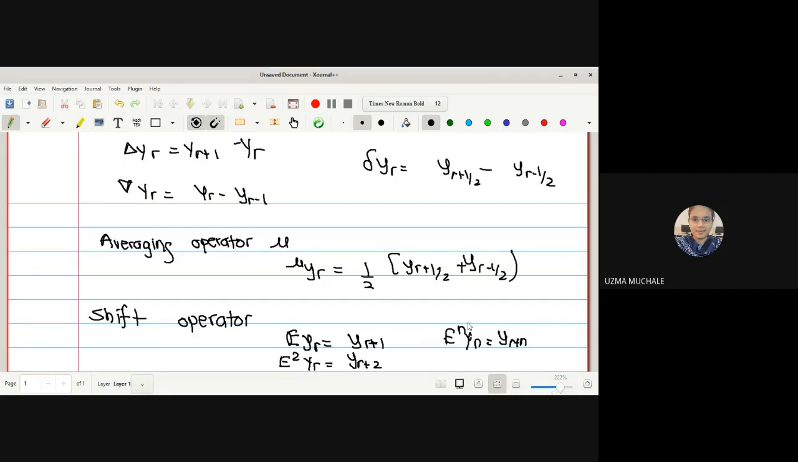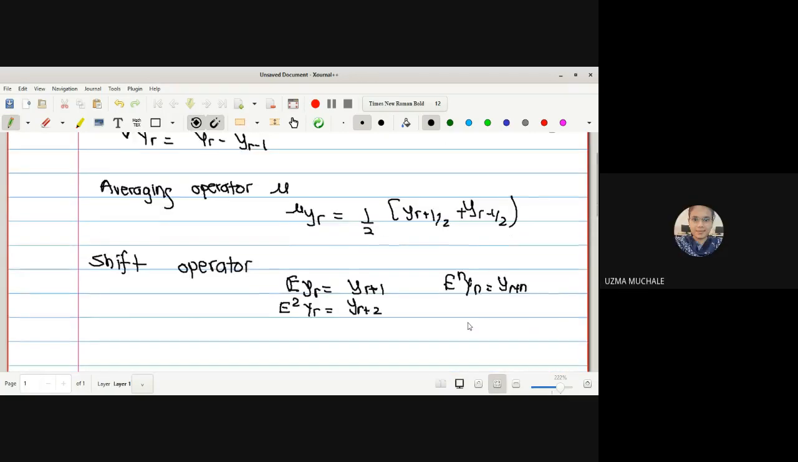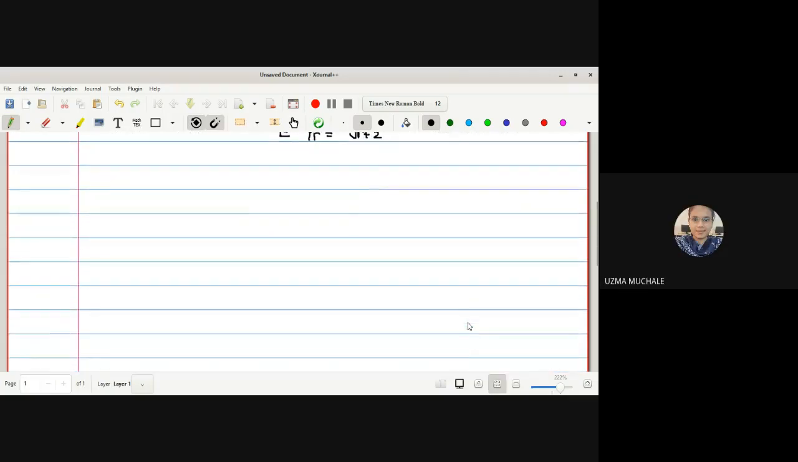Have you written the formula for forward, backward, averaging, and central difference operators? Okay. If you have written it, now let us find out the relations. Okay. Write with me itself. That means we are going to find out the relations between them. These questions are very important for your MCQ examinations.